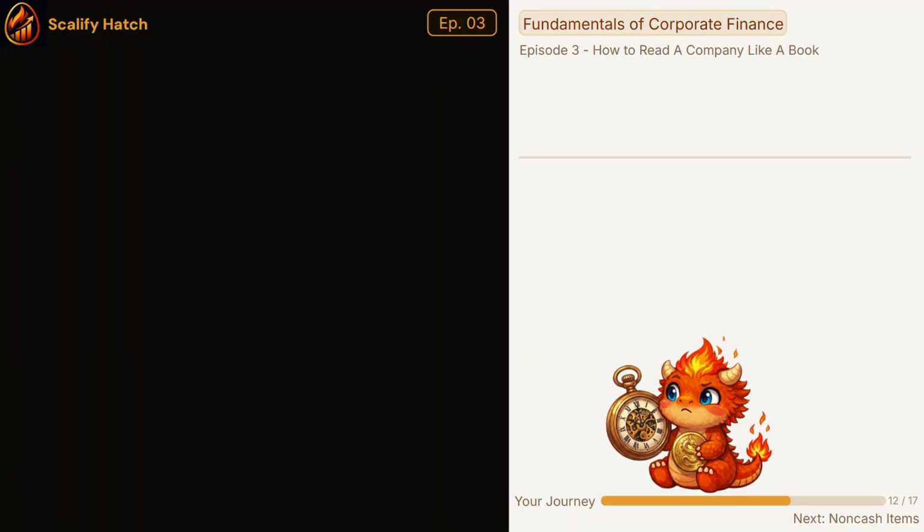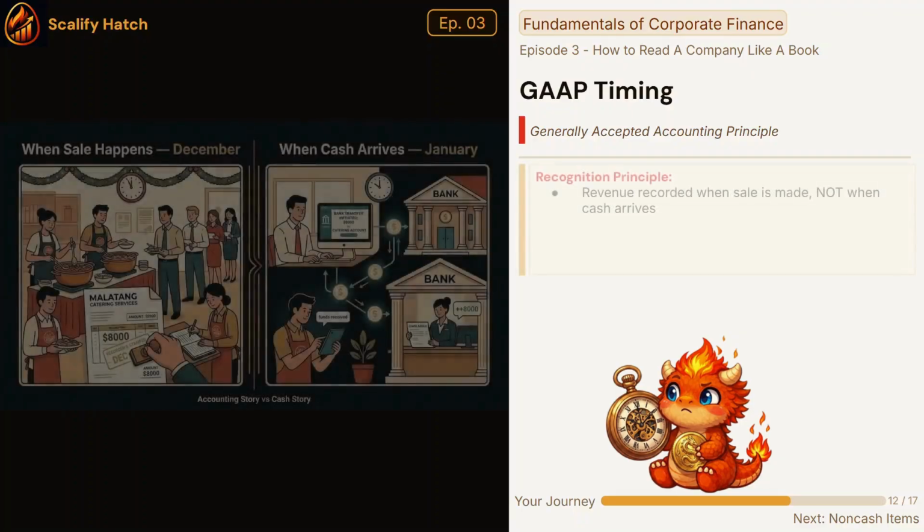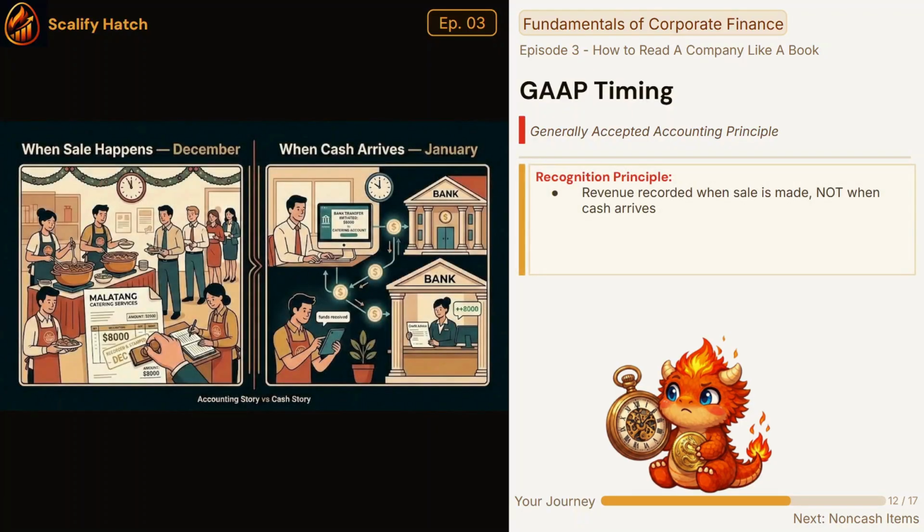The first to look out for is called GAAP timing. Under GAAP, revenue is recognized when a sale is made, not when the cash arrives. The formal name for this is the recognition principle. Revenue is recorded when the earnings process is essentially complete and the value of the transaction is known, which in practice usually means at the time of the sale. Let's say our restaurant caters a corporate event in December and sends an $8,000 invoice. That $8,000 shows up as revenue this year, even if the client pays in January.